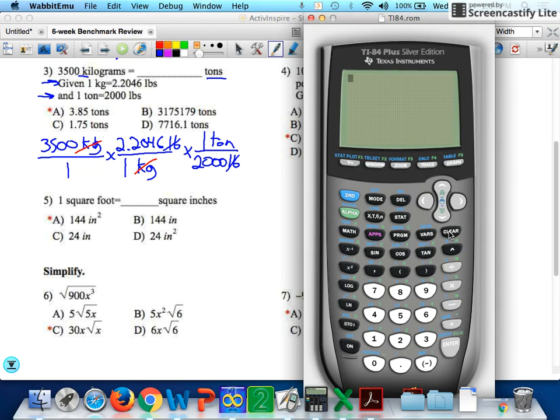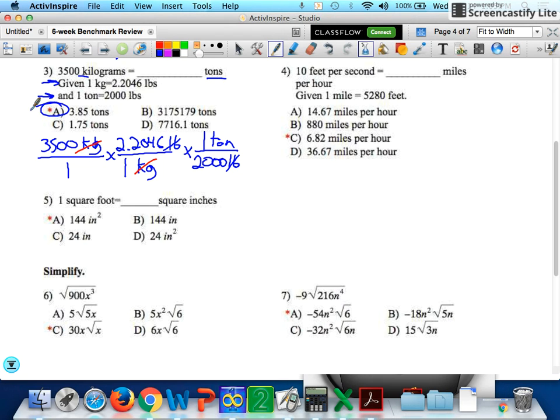You can do this all in separate little fractions in your calculator. For mine, I have to kind of type it out like this: 3,500 divided by 1 times 2.2046 divided by 1 times 1 divided by 2,000. That's all my separate little fractions multiplied together. And when I press enter, I get 3.85 or maybe 86, but that's the only thing anywhere even in the neighborhood. So we're going with 3.85 tons.